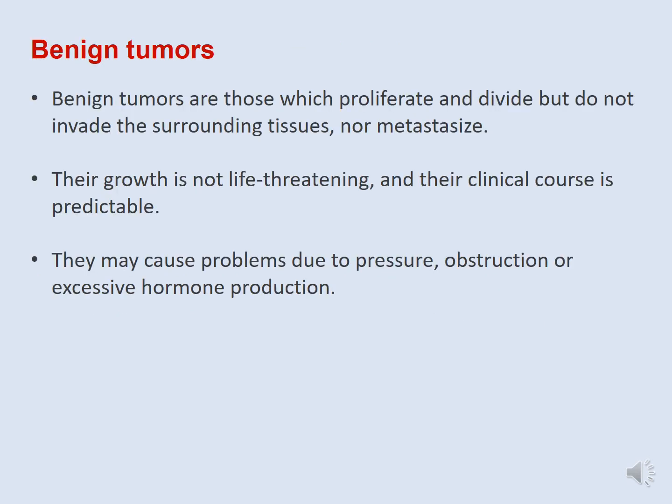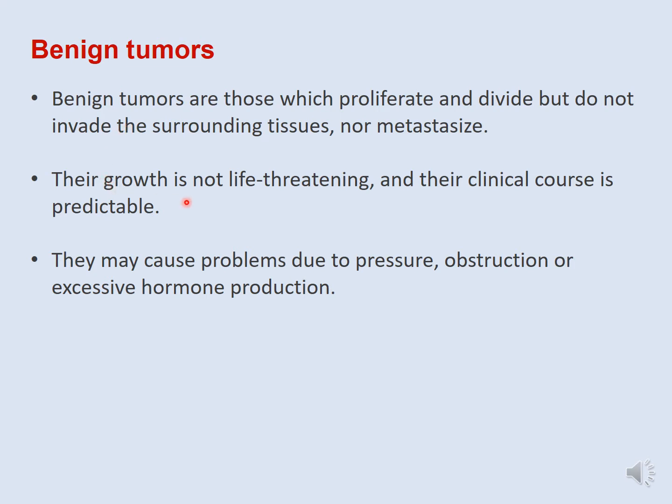Right, so let's now look at benign tumors. There are two slides here where I'm going to discuss the differences between benign tumors and malignant tumors. So let's first look at benign tumors. Benign tumors are those which proliferate and divide but do not invade the surrounding tissues, number one. And number two, they do not metastasize, right? So that is the difference between benign and malignant tumors.